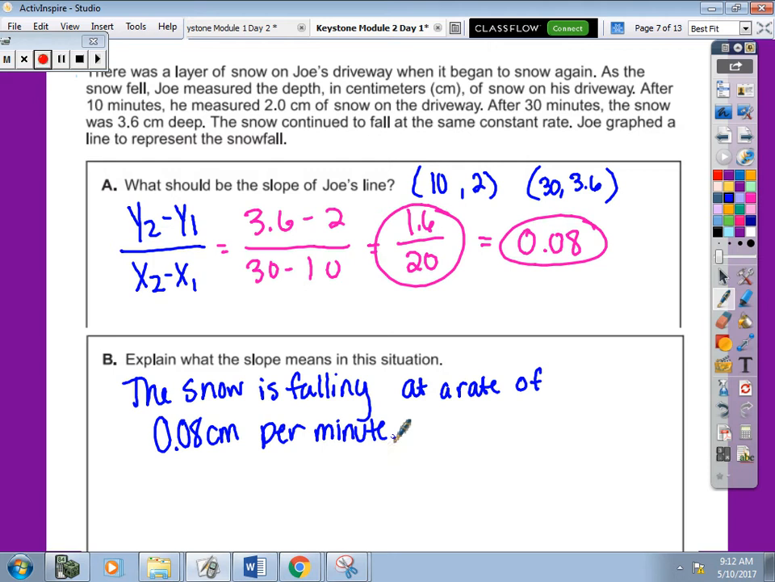That's right, Carson. Now, if you wrote the slope this way, you would say that the snow fell 1.6 centimeters every 20 minutes. Okay, and if you did it a different way, you could describe it a different way.